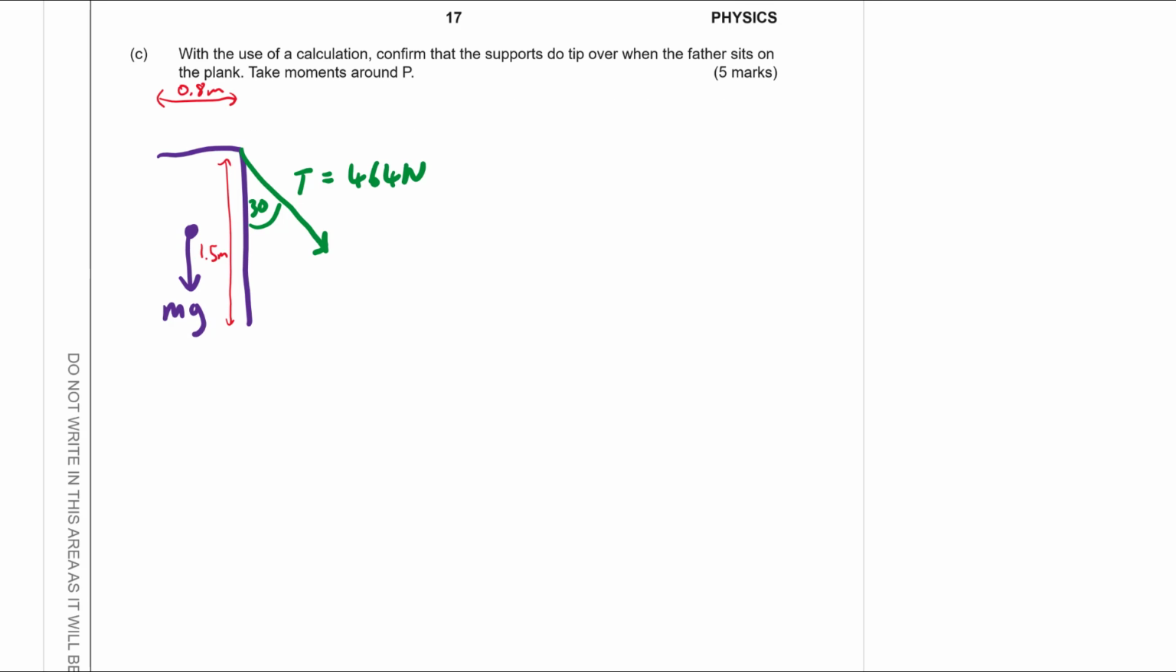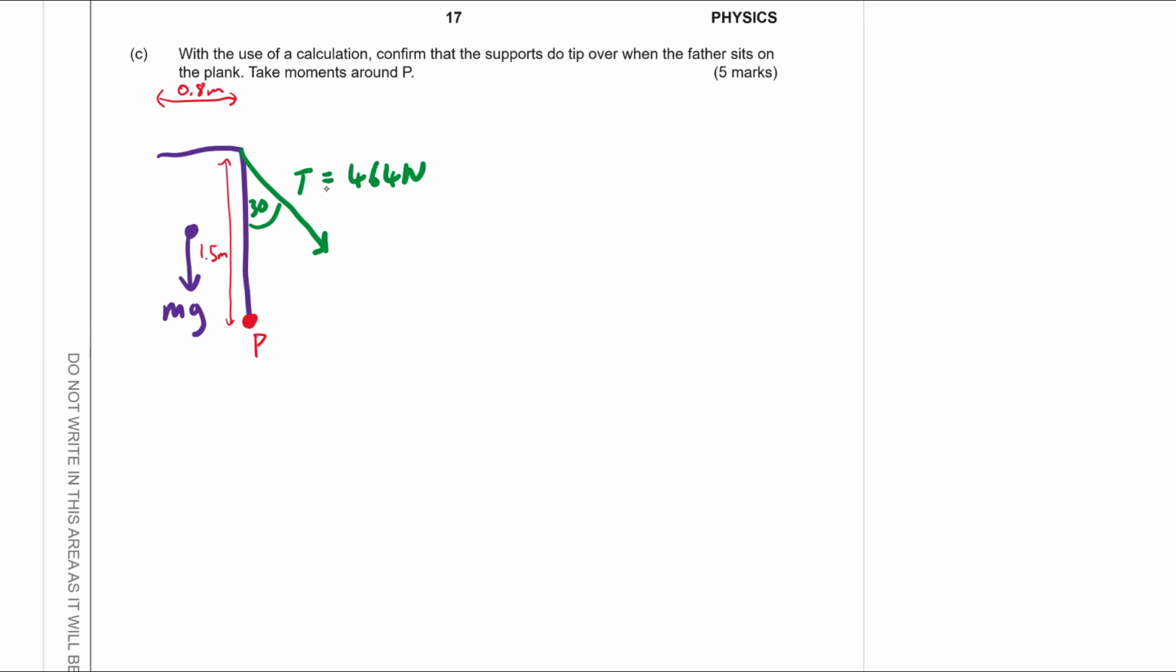Okay, so what's going to happen is there's going to be a point here where the support would pivot. And if this tension force is too large, then it will overcome the rotational moment provided by the support itself, so it will start to tip over. And they're saying that will happen, but we need to show that will happen.